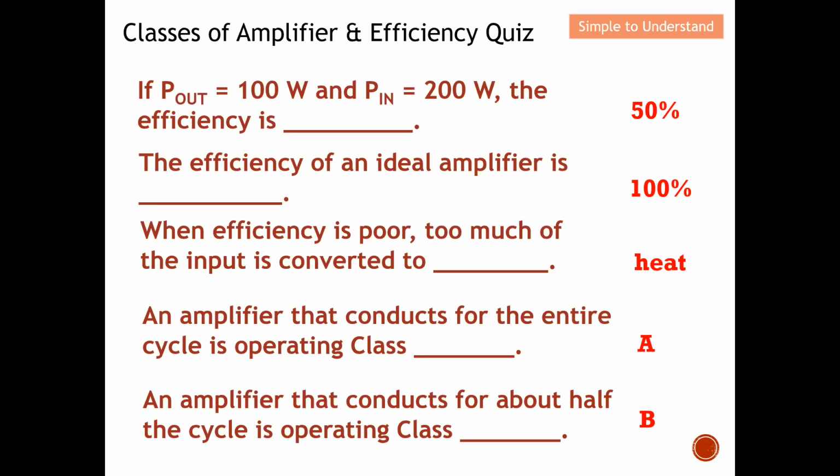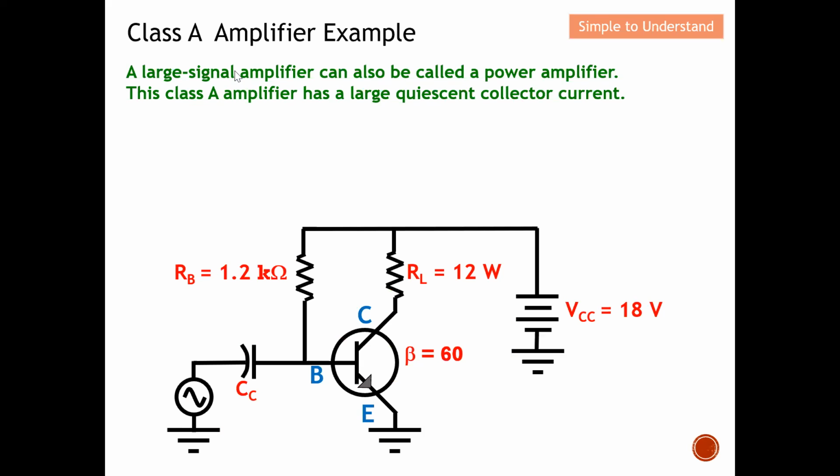Next, a large signal amplifier can also be called a power amplifier, which means that for any large signal that we want to handle, we can use this power amplifier. This class A amplifier has a large quiescent collector current. Probably I cannot pronounce this word correctly. I would like to apologize if I didn't pronounce it correctly.